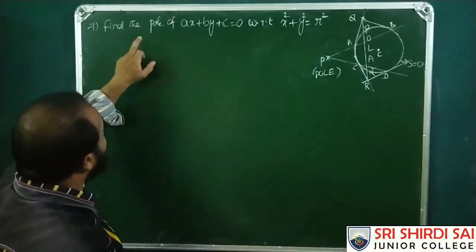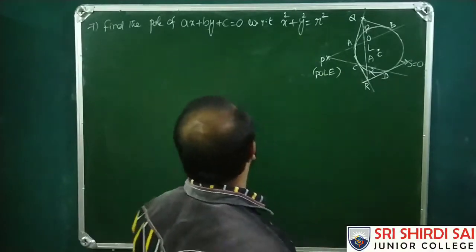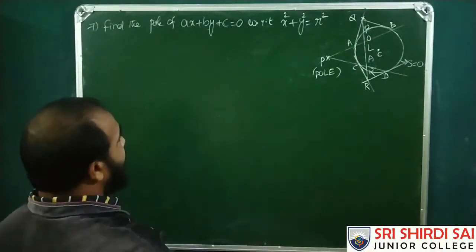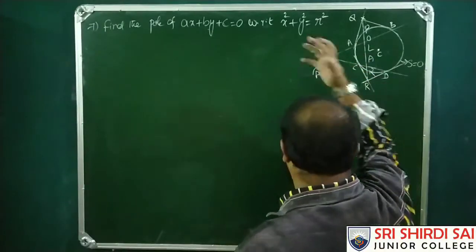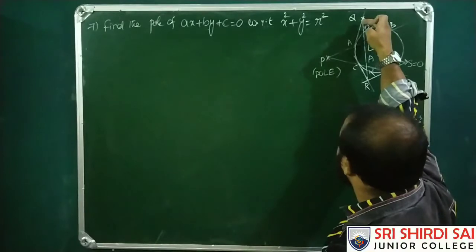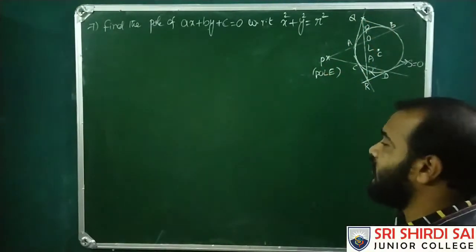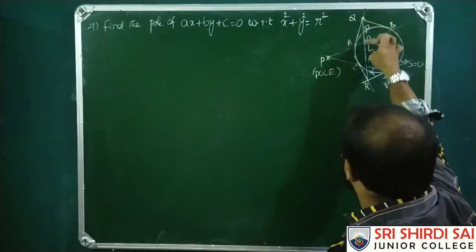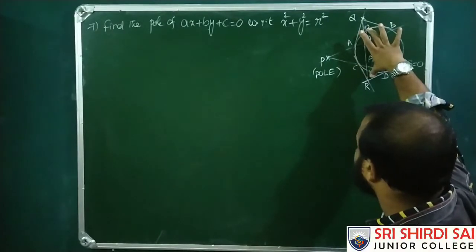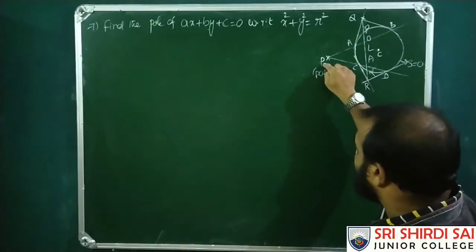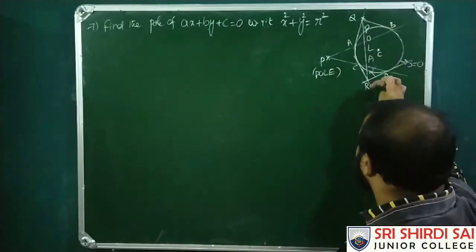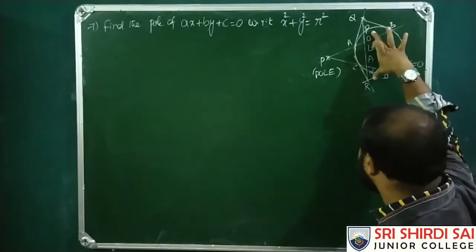So the next question is: find the pole of ax + by + c = 0 with respect to the circle. In the earlier question, we found the polar of the point P with respect to the circle S = 0, and the line equation we found is the polar equation of this point P. This time the line is given and we are asked to find the pole P of this polar, the point P(x1, y1). Polar is a straight line, pole is a point.